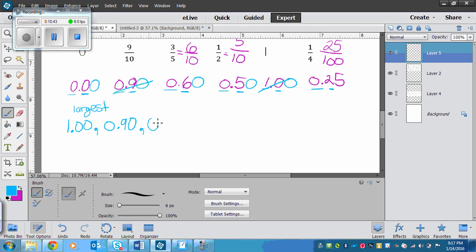Okay, as I was saying, 0.60 would be the next biggest. And if it helps, think of it like this: 90, 60, 50, 100, 25. That'll make it really easy for you to think about. That's not what those numbers mean, but if you just relate it to those, you'll be able to really write these numbers in order. And then the smallest one would be 0.00, because that's nothing.